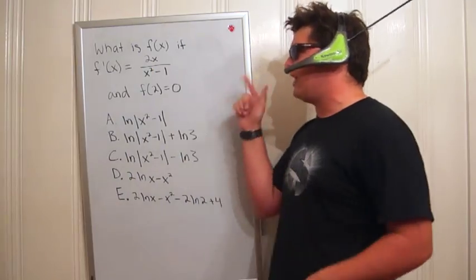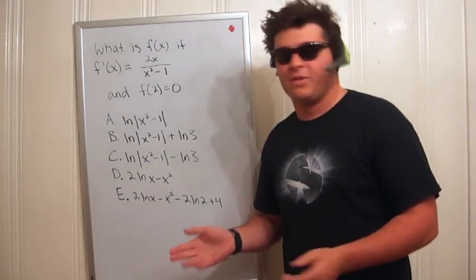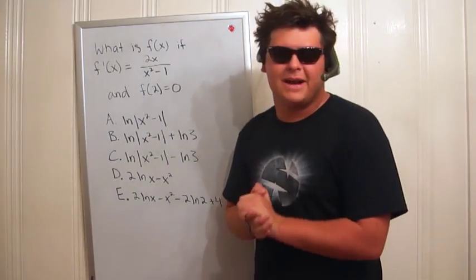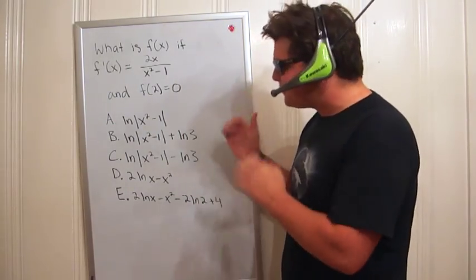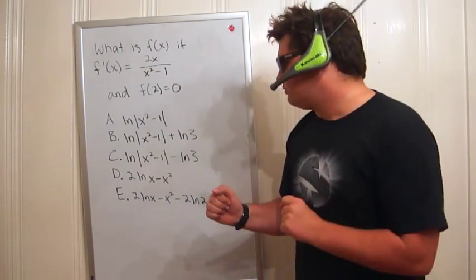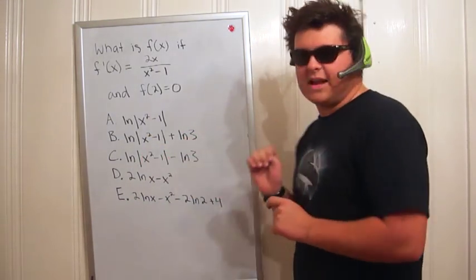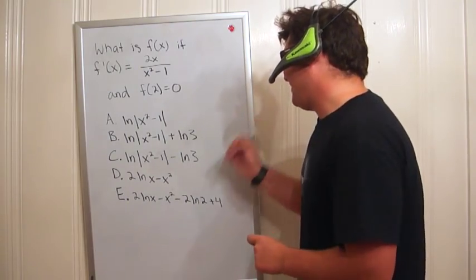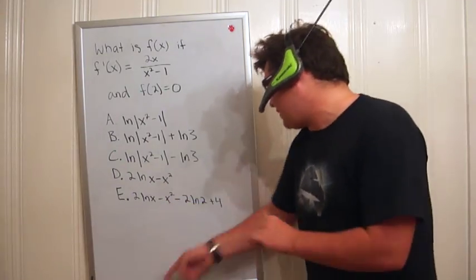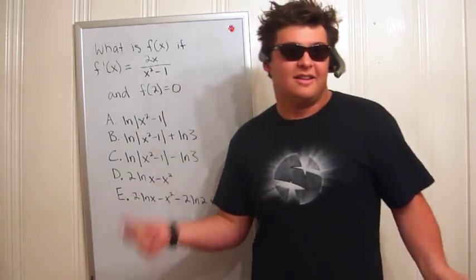what is f of x if f prime of x equals 2x over x squared minus 1, and f of 2 equals 0? For our first answer, A, natural log of the absolute value of x squared minus 1. For B, natural log of the absolute value of x squared minus 1 plus natural log of 3. C, natural log of the absolute value of x squared minus 1 minus natural log of 3. D, 2 natural log of x minus x squared, and E, 2 natural log of x minus x squared minus 2 natural log of 2 plus 4.